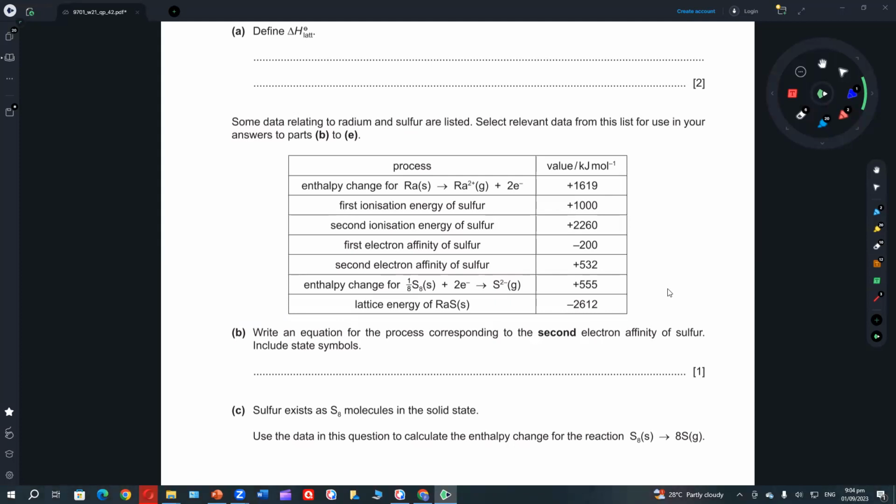Write an equation for the process corresponding to the second electron affinity of sulfur. First electron affinity of sulfur and second electron affinity of sulfur. So should I make sulfur -2? No, the product will be -2. So it will be sulfur -1, and it has to gain an electron. Yes. And it will form S2 minus.